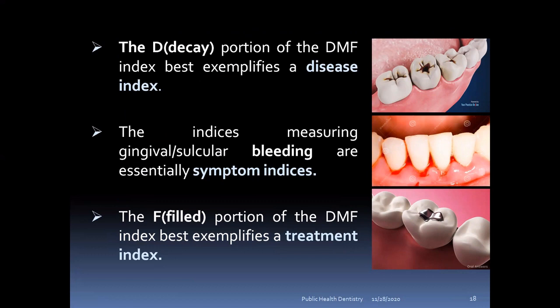Moving further, the decayed portion of the DMFT index best exemplifies a disease index. The index measuring gingival bleeding is essentially a symptom index. F, the filled portion of the DMF index, best exemplifies a treatment index.